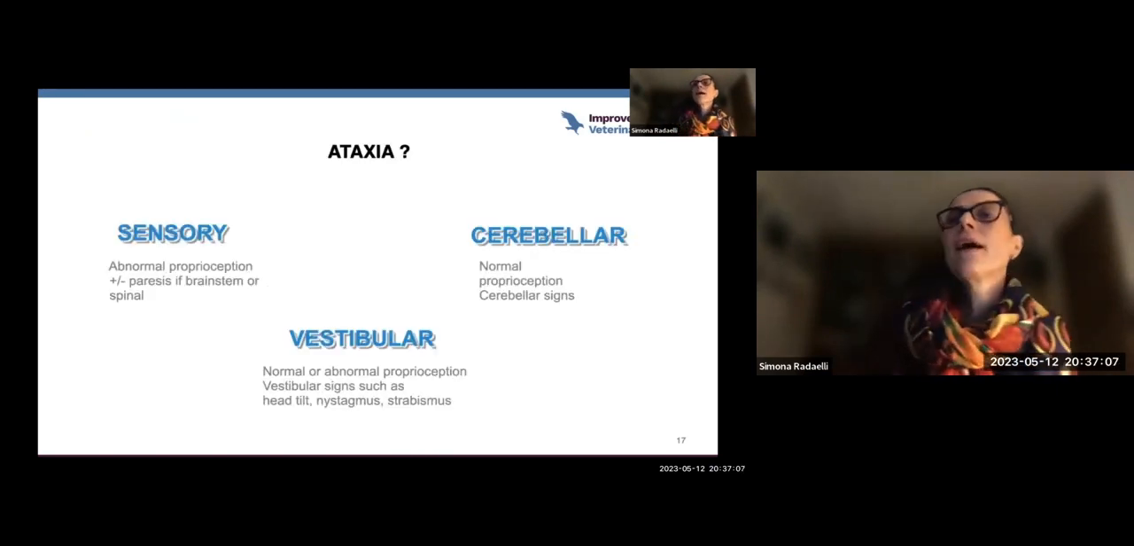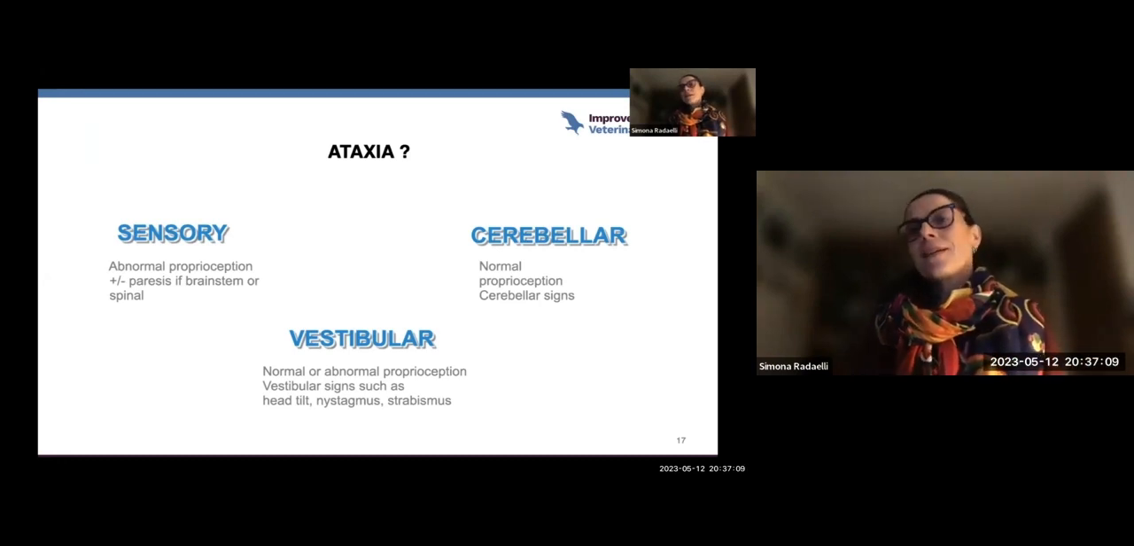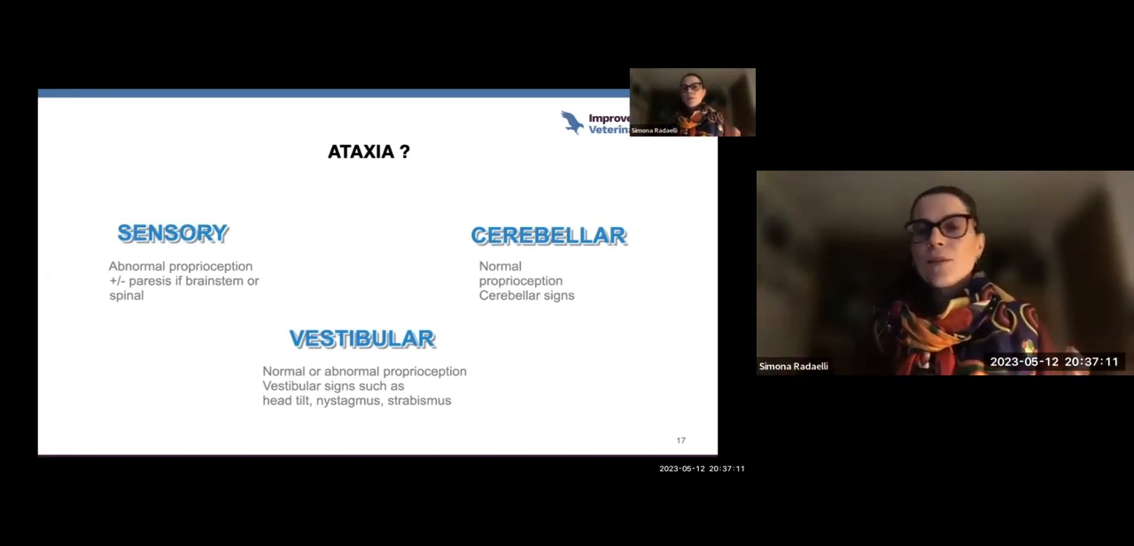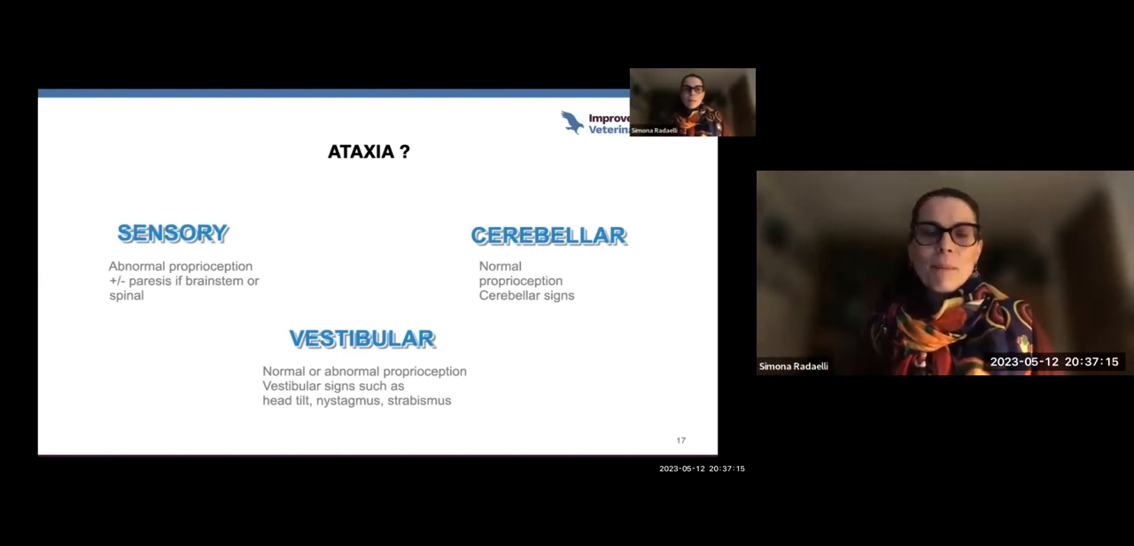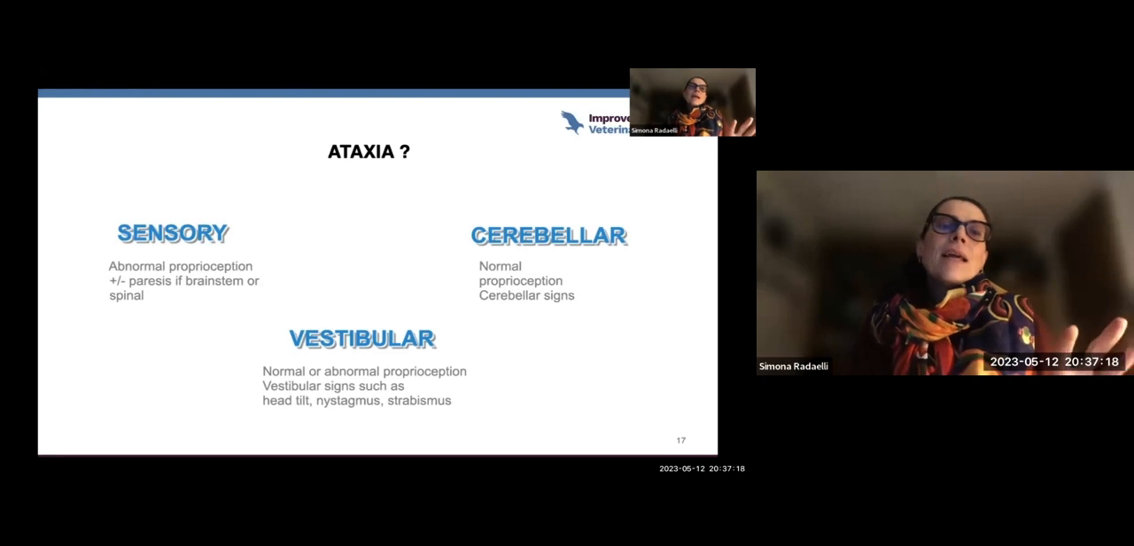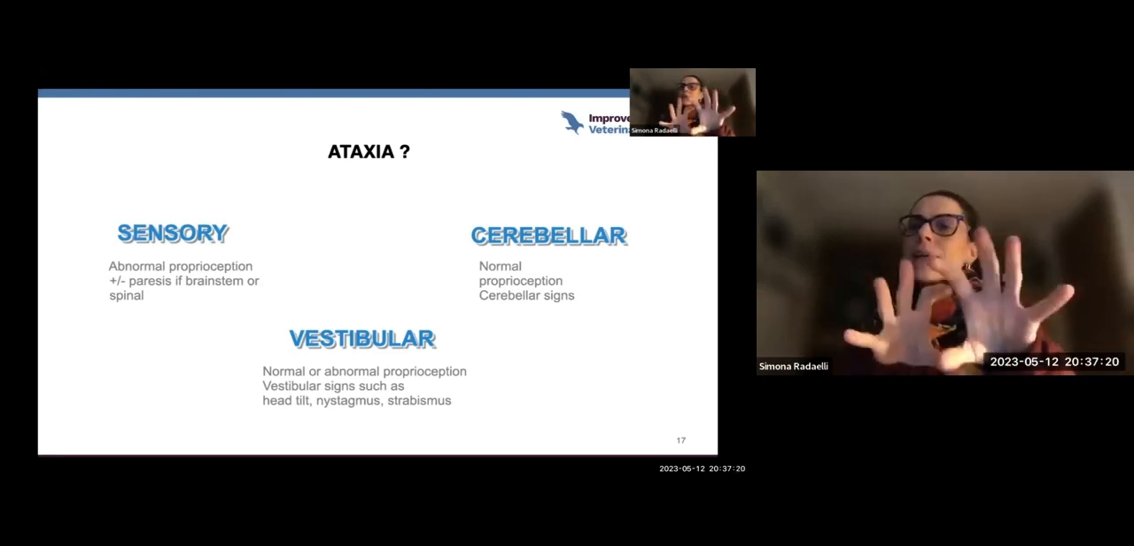So let's have a look quickly at ataxia. We divide ataxia into three big groups: sensory ataxia, vestibular, and cerebellar. We are going to see videos of each of them. So sensory ataxia is the norm, so we said ataxia is incoordination.